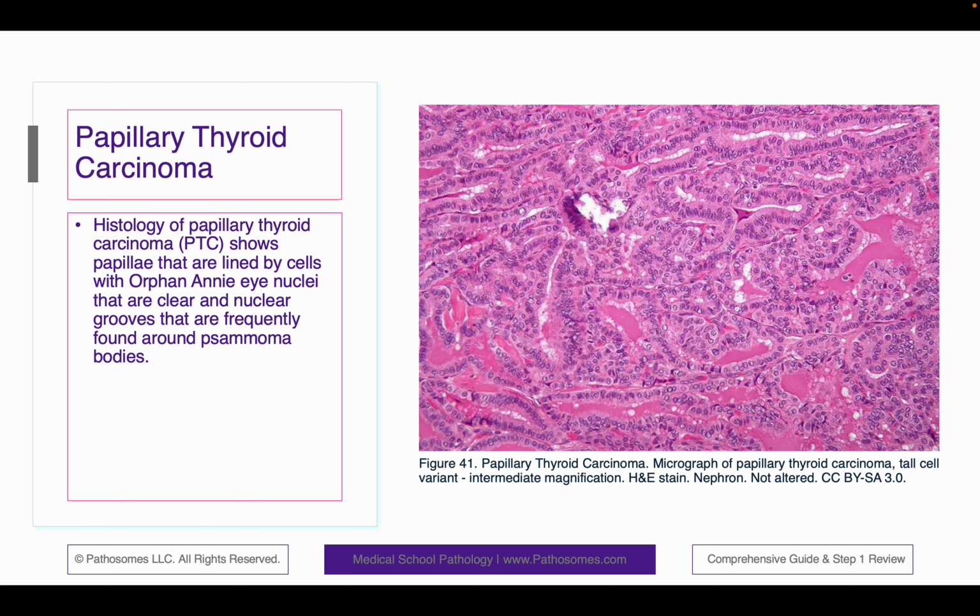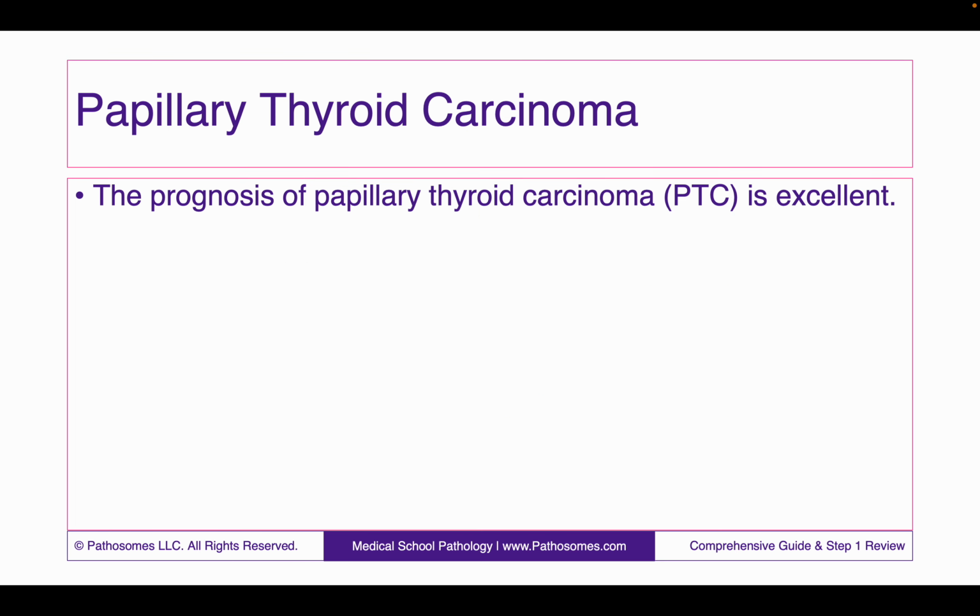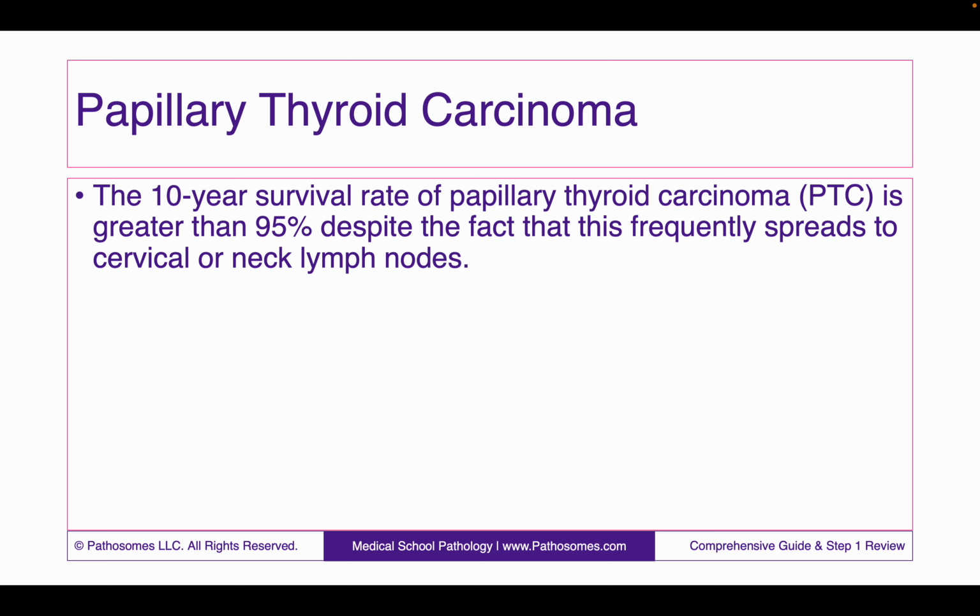Histology of papillary thyroid carcinoma shows papillae that are lined by cells with Orphan Annie nuclei that are clear, and nuclear grooves that are frequently found around psammoma bodies. The prognosis of papillary thyroid carcinoma is excellent. The 10-year survival rate is greater than 95%, despite the fact that this frequently spreads to cervical or neck lymph nodes.